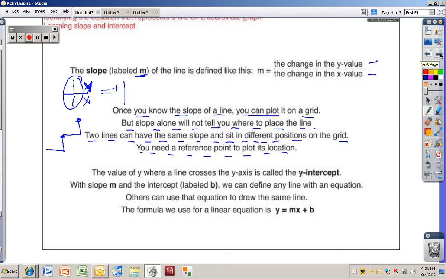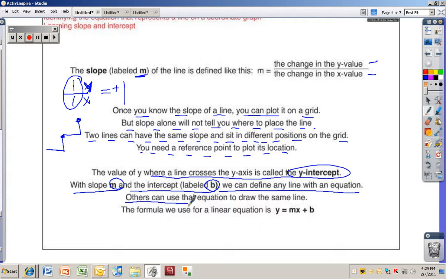The value of y where a line crosses the y-axis is called the y-intercept. I just told you that. With slope m and the intercept labeled b, we can define any line with an equation. Others can use that equation to draw the same line. The formula we use for a linear equation is y equals mx plus b. What we're saying is this number right here, whatever is before the x, is the slope. This number right here is the y-intercept.